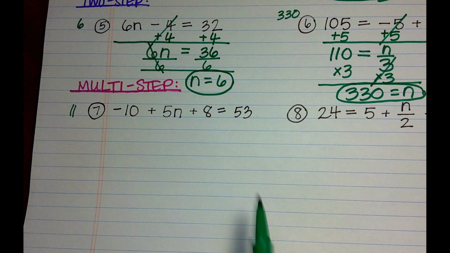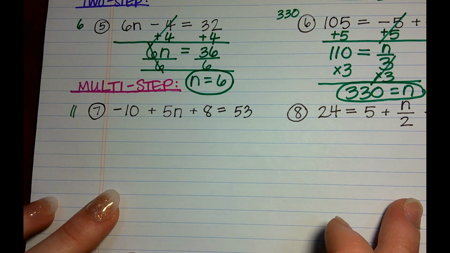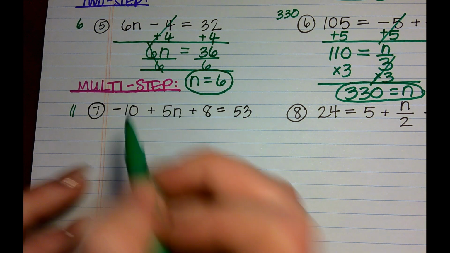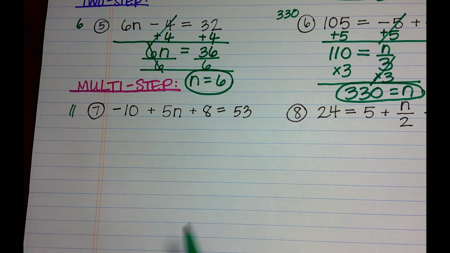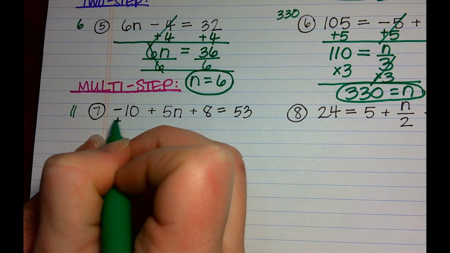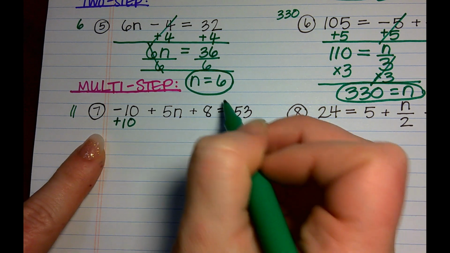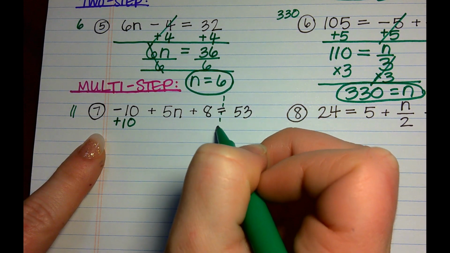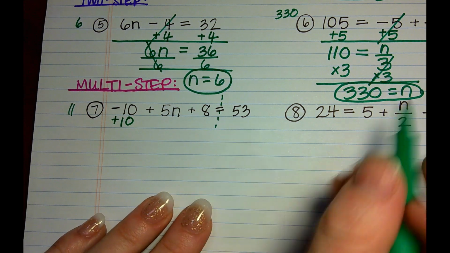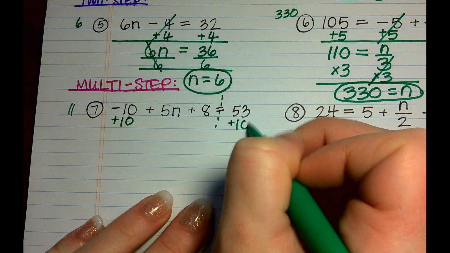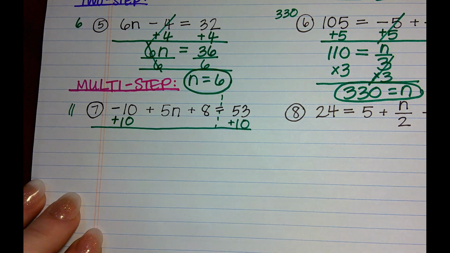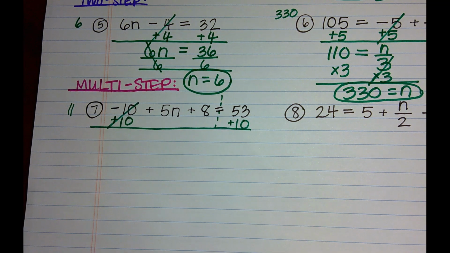Okay, well, let's do it then. What should I do first? I've got 2 options. You do the 10 first. Okay, let's get rid of 10. I've got -10. How do I get rid of it? Add 10 on both sides. Add 10. Now, where else do I add 10? Under the 53. Good. All right, my 10s are gone.